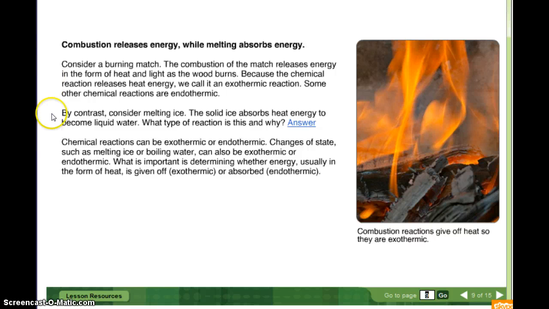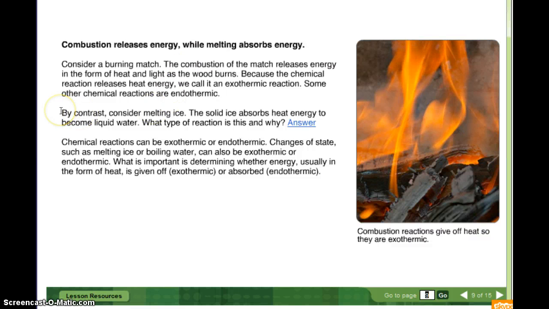By contrast, consider melting ice. Okay, so we're switching from combustion, a chemical reaction, to melting ice, which is a phase change, which is a physical reaction. Because it was water before, it's water after. Combustion is chemical because it started out as wood and it turns into ash and other gases. So it changes to a different substance.